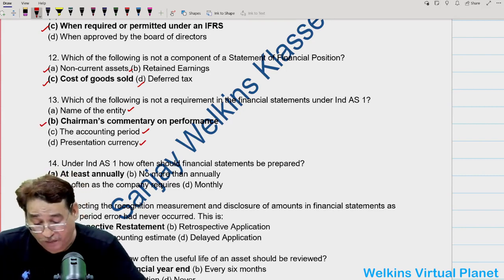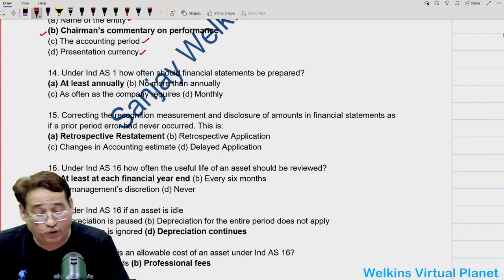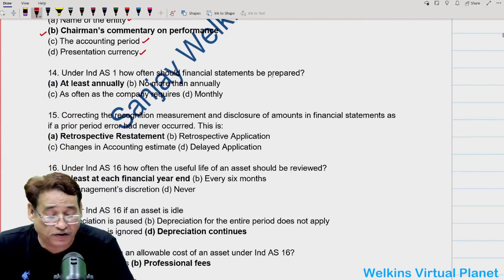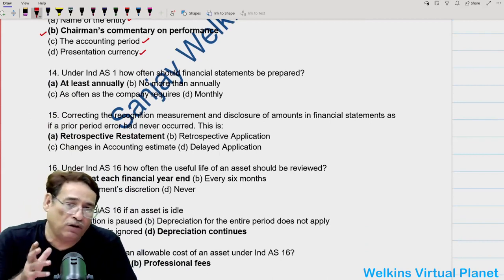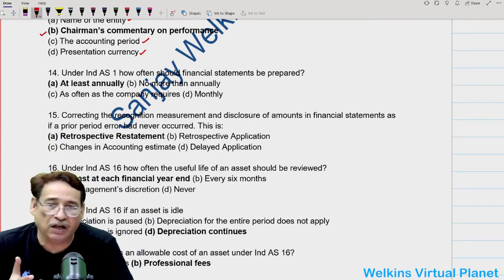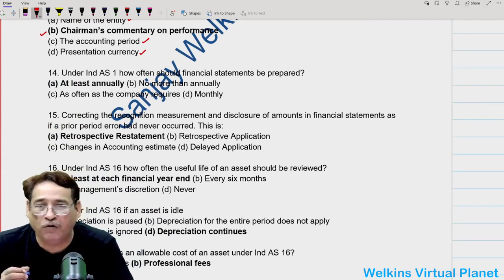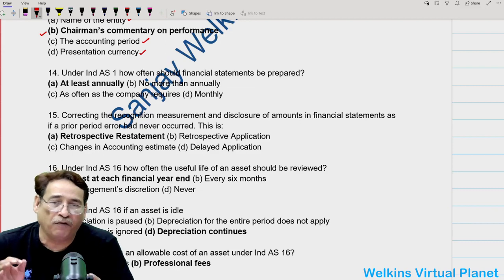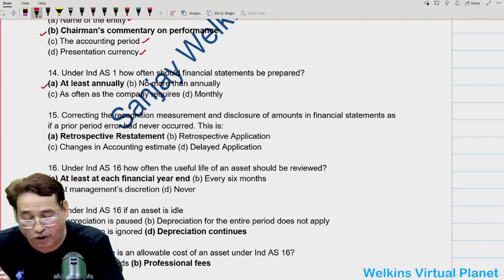Under Ind AS 1, how often should the financial statement be prepared? We have gone through Ind AS 1 and we have seen that as far as frequency is concerned, at least annually, the financial statements must be drawn. So your answer should be A.